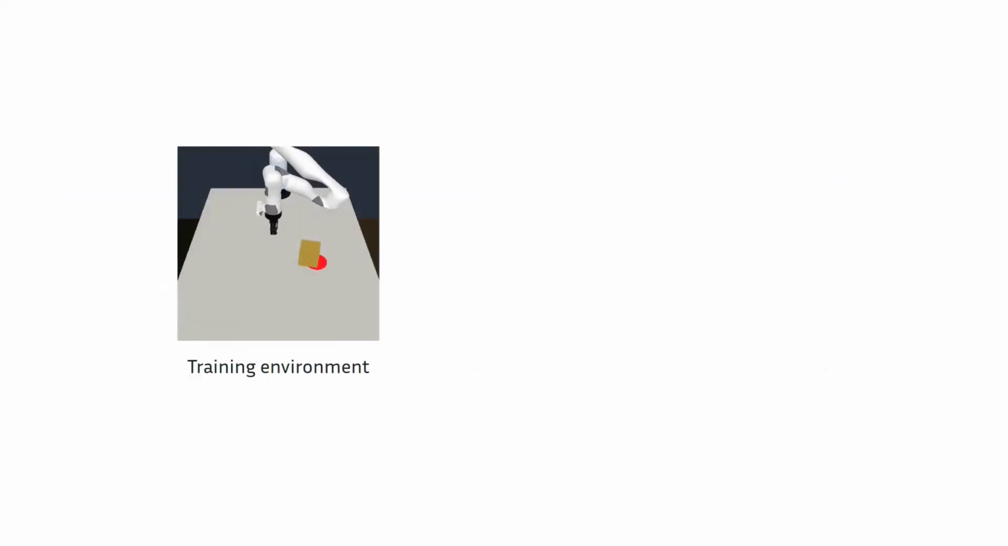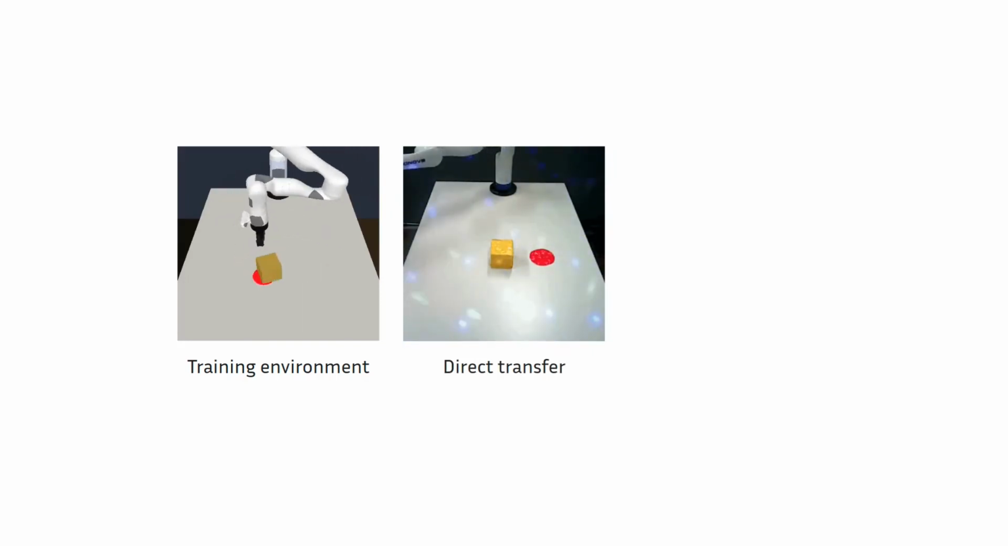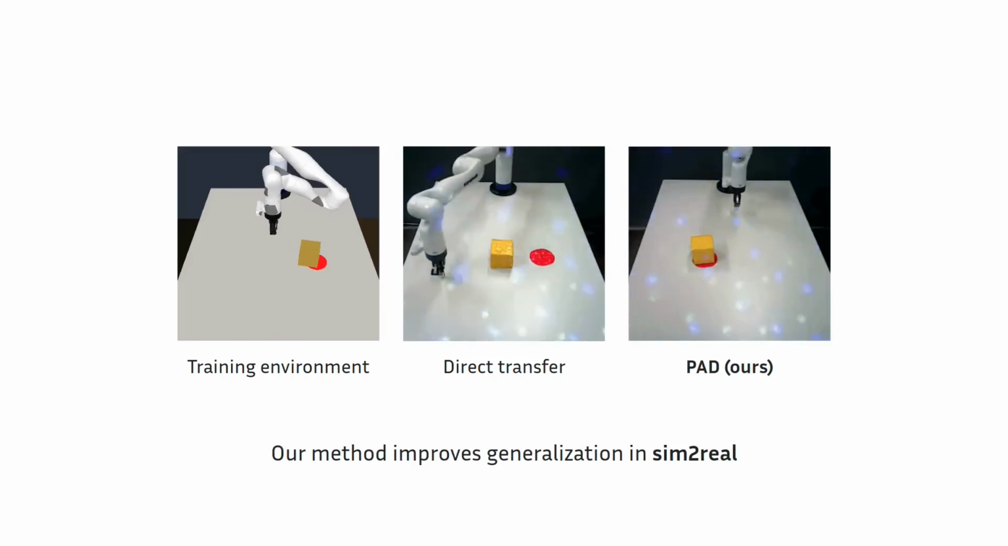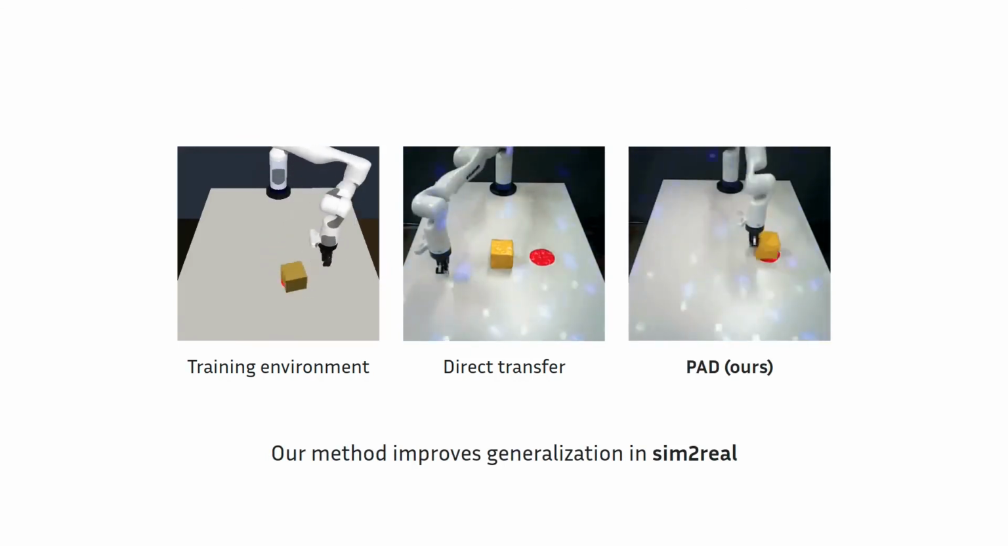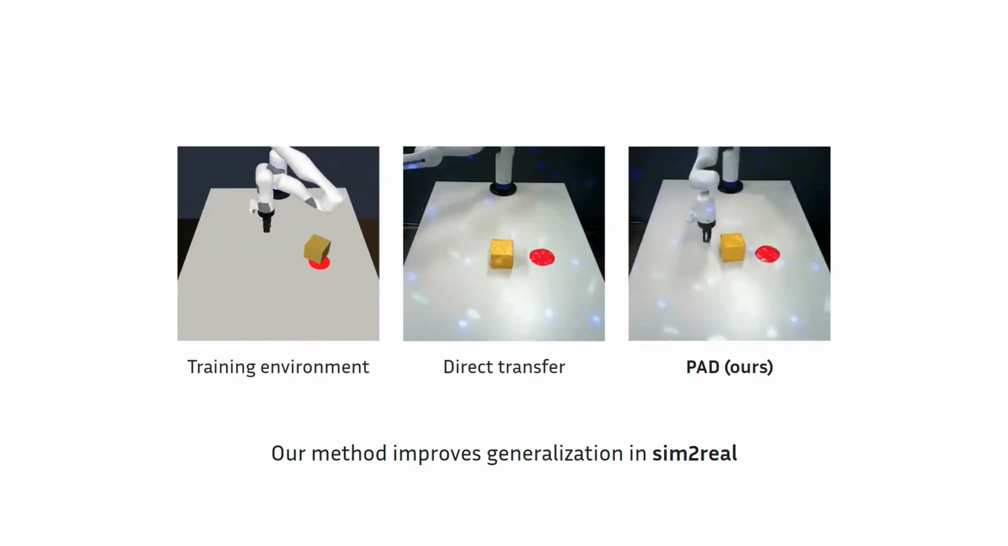Here, the learned policy solves the task in simulation. A direct transfer of the policy often fails to solve the task. While our method successfully adapts to the physical robot and actually matches the success rate of the simulation, even in the presence of disco lights.